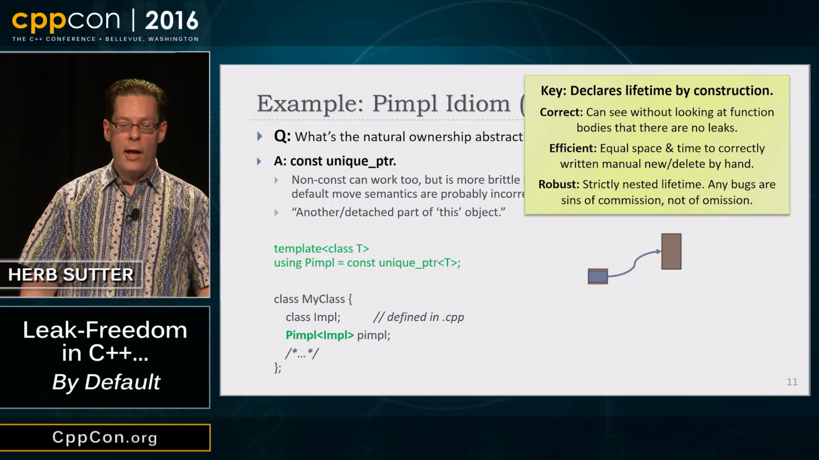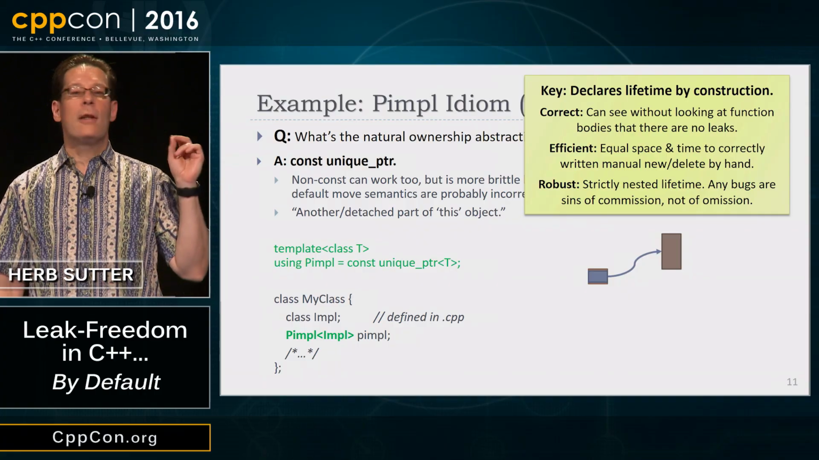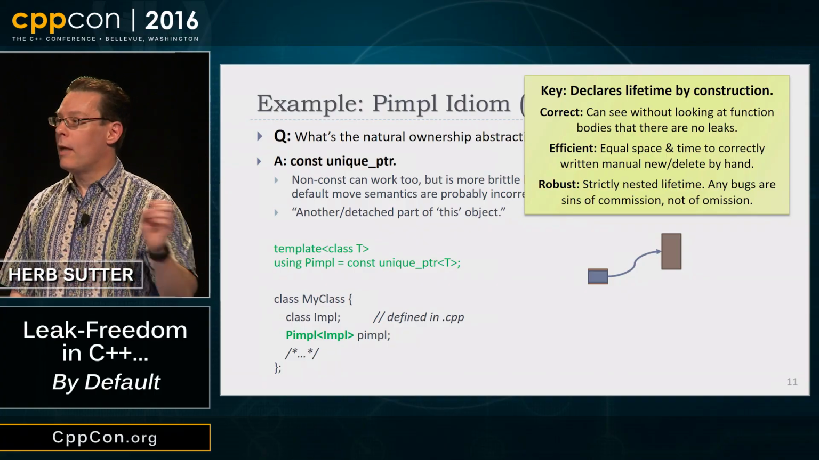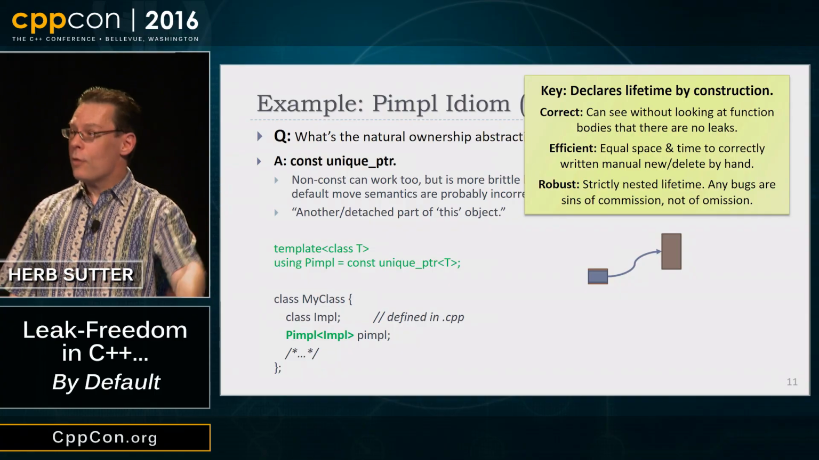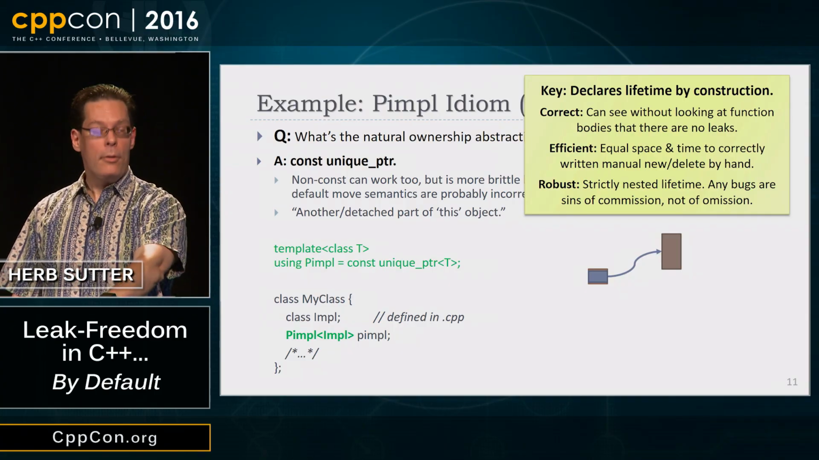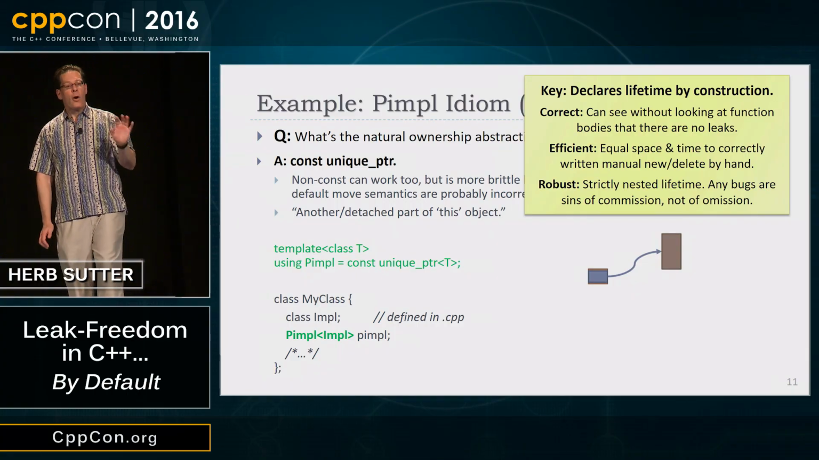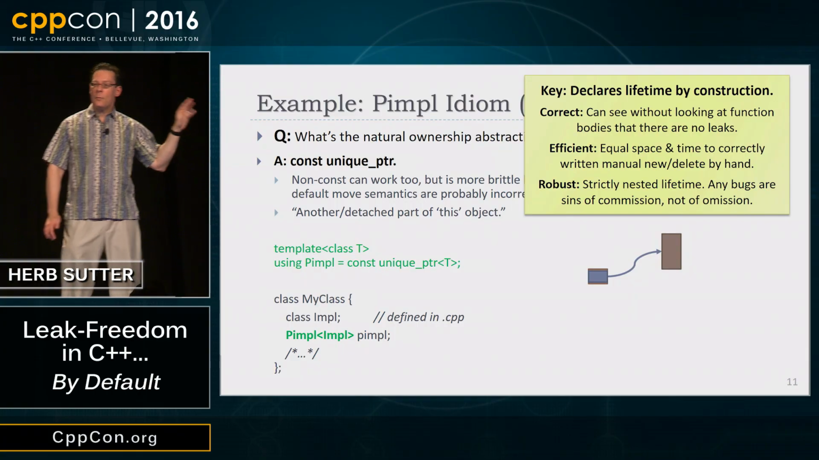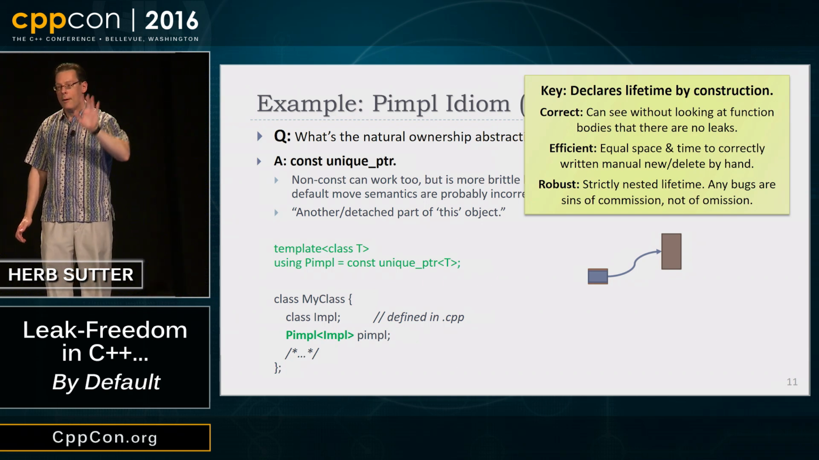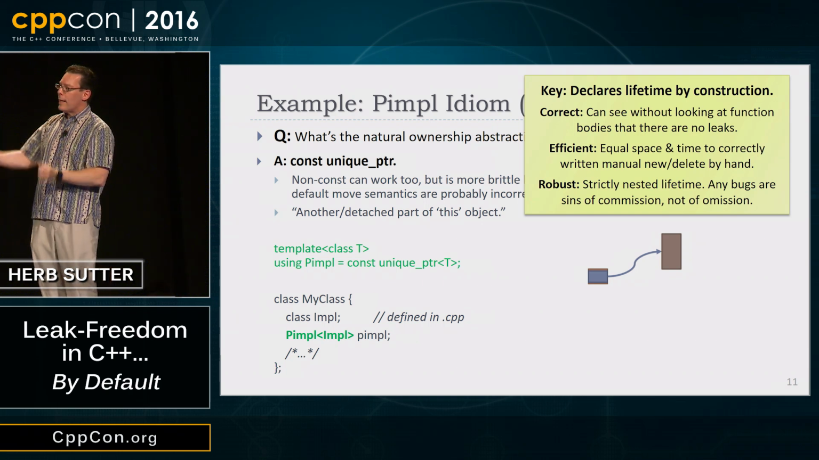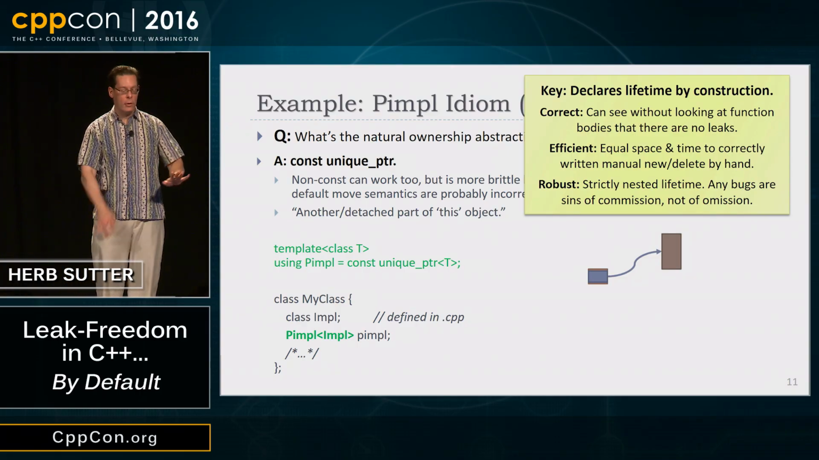Again, we're declaring lifetime by construction. I can see without looking at function bodies that there aren't any leaks. I may have to deal with null and other things in some of the other examples, not here, but I can see by construction that that impl object is going to be cleaned up when it's no longer needed. You are going to get so bored of these pop-ups on the screen, but they are important because it's really important to emphasize correctness and leak freedom by construction, by default, without having to look at function bodies.